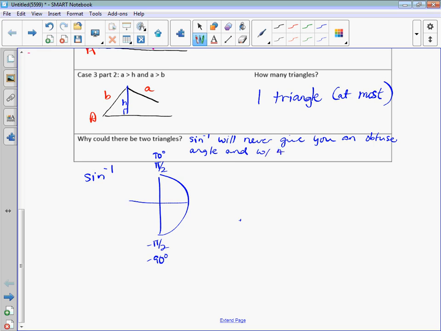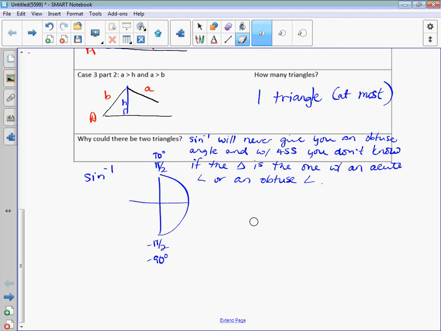And with angle side side, we don't know if the triangle is the one with an acute angle or an obtuse angle. But again, it's going to be hard to find the obtuse angle just using inverse sine. So we'll go through some examples with this and I think that'll make sense.